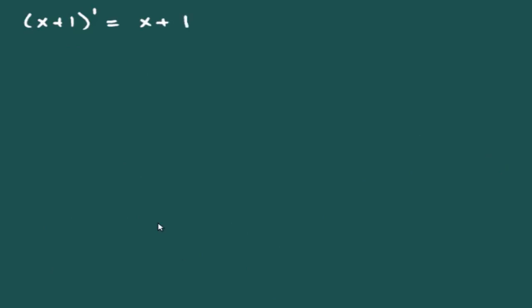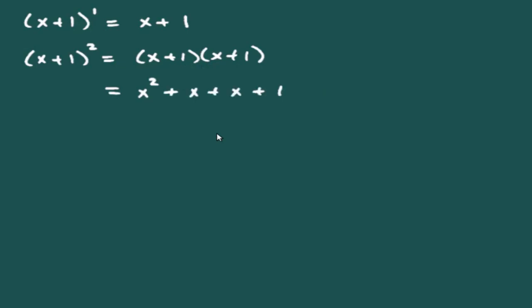Now, if we just got something like x plus 1 raised to the first power, well, that just gives us x plus 1. But if we've got x plus 1 to the second power, well, now we're going to have the quantity x plus 1 times the quantity x plus 1, which means we use the distributive property on it. And so we have x squared plus x plus x plus 1 when we do that. Well, combining our like terms gives us x squared plus 2x plus 1.